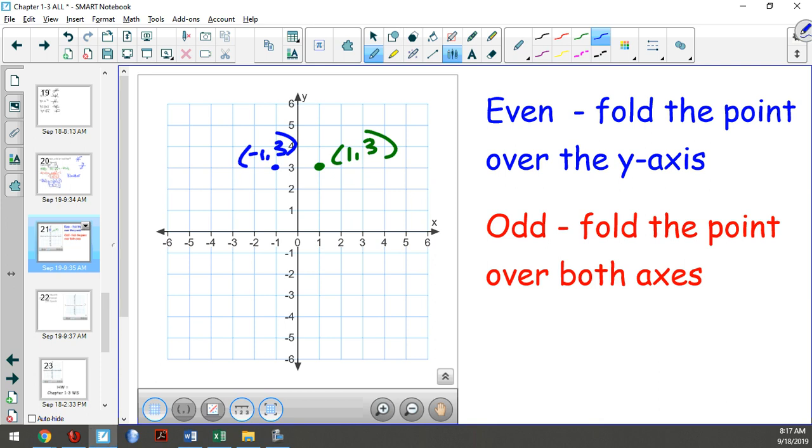Do we understand that? Well, what if I wanted it to be an odd function? Nope. Remember, I said if it's odd, it goes diagonal. So it's going to be -1, -3, meaning both the x and the y coordinate change their signs. Do we all understand that? If I'm an even function, only my x changes signs.